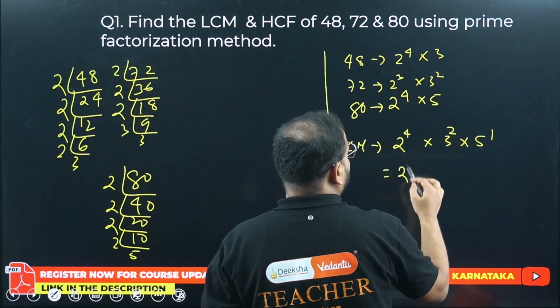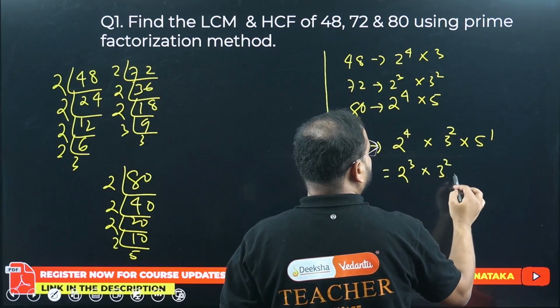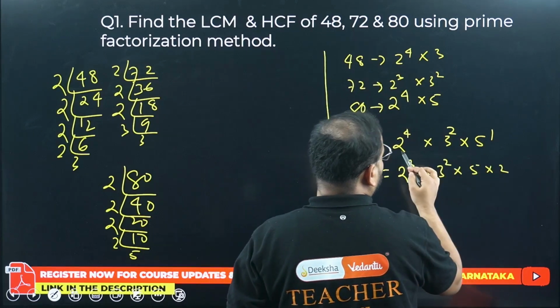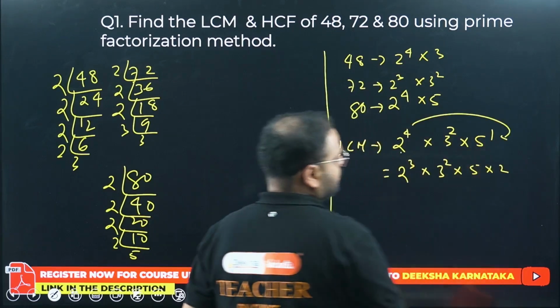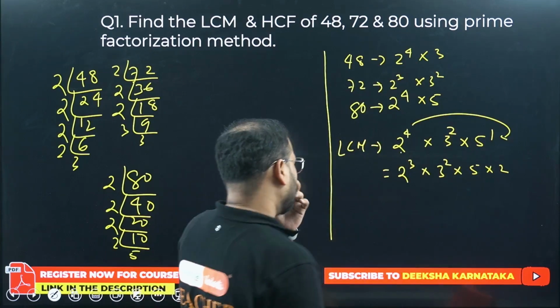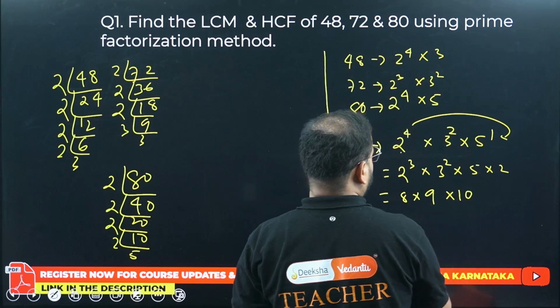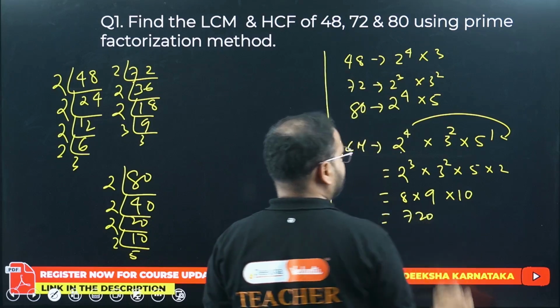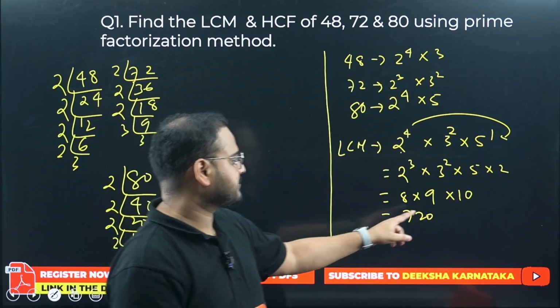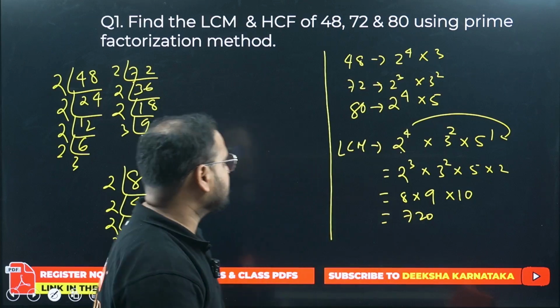Take this one 2 out here. Write it as 2 cube, 3 square, and write this 5 with the other 2. I have taken 2 from here to here. So 2 times 5 is just a 10. No problem. How much is that? 8. And how much is this? 9. How much is this? 10. 720. Please check. 720. Okay, 720 is my answer for LCM.